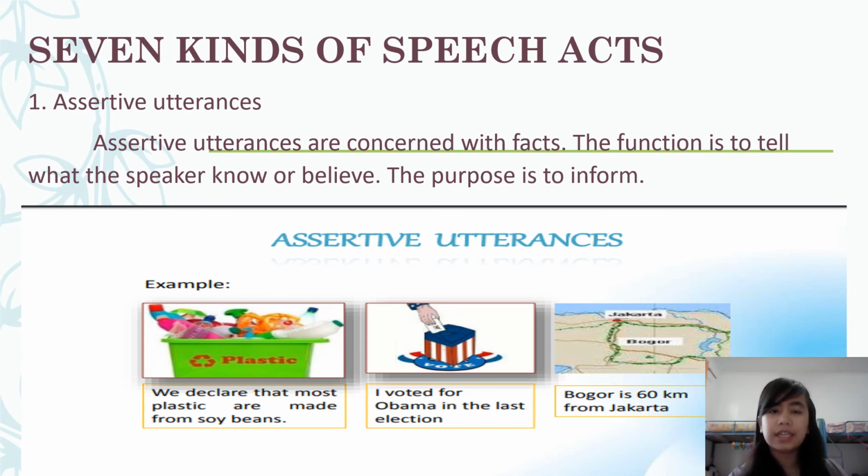Assertive utterances deal with data: what exists or existed, what is happening or was or has happened, either true or false. They generally can be verified or falsified. For example, we declare, most plastics are made from soybeans. The second one, I voted for Obama in the last election. And the third one is, Bogor is 16 kilometers from Jakarta.